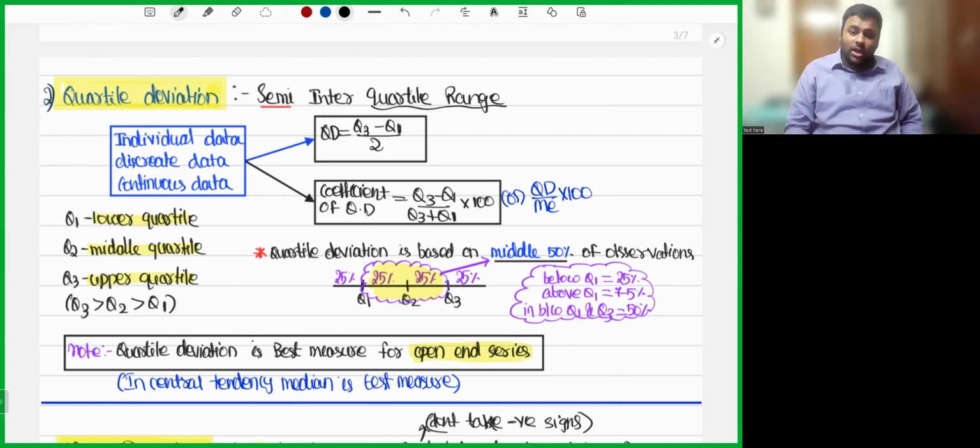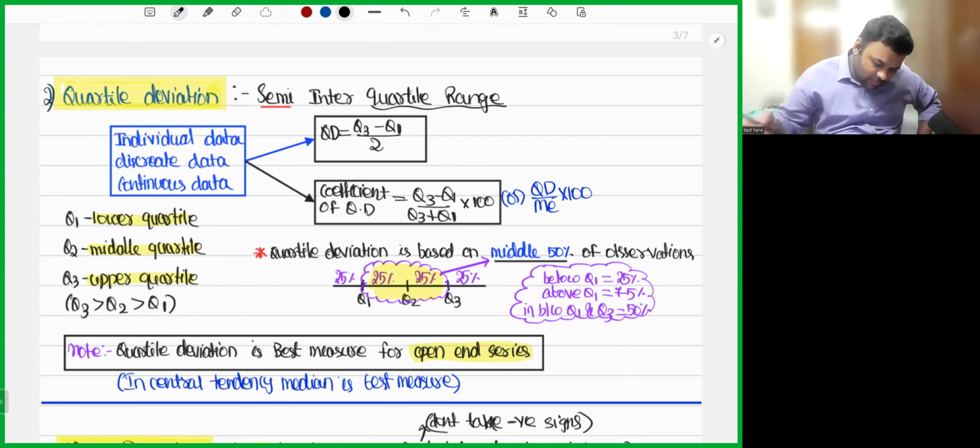Next, how will you calculate in continuous data? In continuous data, first you will do the less-than cumulative frequency. After that, you will go ahead and do jn by 4, and using this jn by 4, you locate the class in the data. After locating it, you apply the formula: L plus (jn by 4 minus cumulative frequency of the previous class) divided by frequency of the same class, into class interval. That's how you will calculate quartile 3 and quartile 1, right?